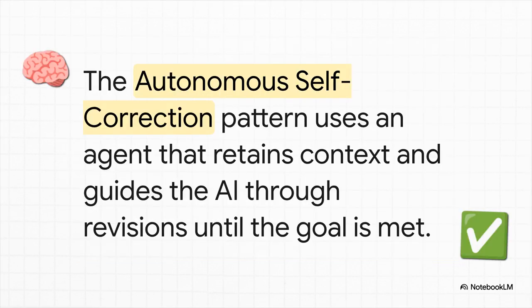So what's the fix? Well, it's a pattern called autonomous self-correction. With this, we introduce a new agent that basically acts like a persistent project manager. It holds the main goal in its mind, it remembers all the context from every single interaction, and it guides the AI through revisions until the final output is perfect, all without you having to constantly repeat yourself.